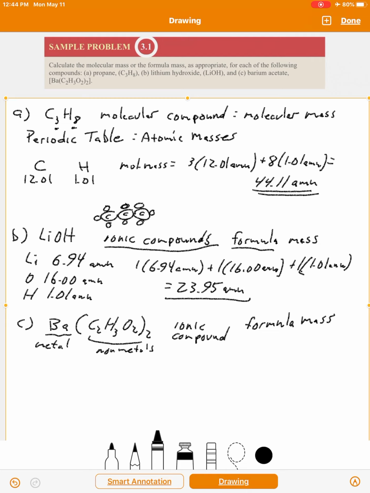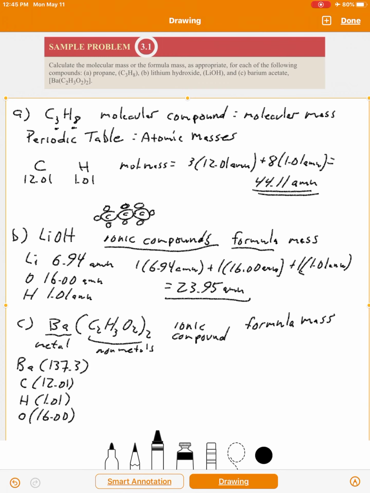If you look up the atomic mass of barium in your textbook, you'll find that it's 137.3. So barium, 137.3. And then you look up carbon, 12.01, hydrogen, 1.01, and then oxygen, 16. Okay? And then you add them all up.